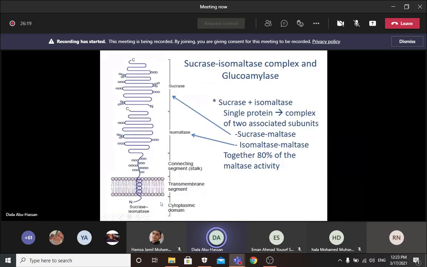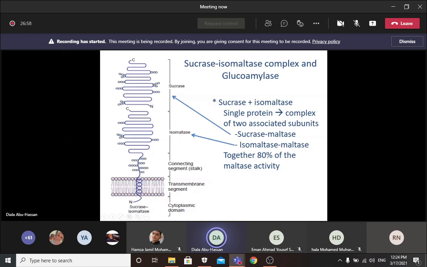Let's talk a little bit about these enzymes, the intestinal enzymes that act on disaccharides specifically. So we have the saccharase isomaltase complex. The saccharase enzyme, as you can see in here, and the isomaltase are actually within the same protein or polypeptide chain. So they are synthesized as a single protein that has a transmembrane domain. So it's inserted in the intestinal cell membrane, and it's protruding towards the lumen.